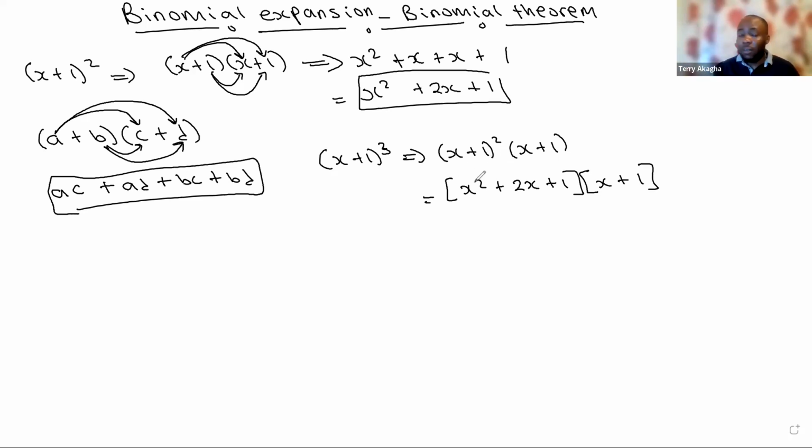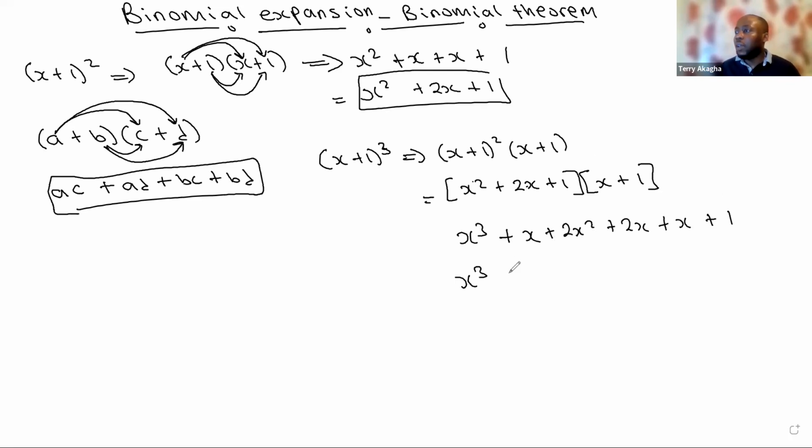So you now expand this. It's going to be x squared times x will give you x cubed. X squared times 1 will give you what? X squared. 2x times x will give you 2x squared. 2x times 1 will give you what? 2x. 1 times x will give you what? X. And 1 times 1 will give you what? 1. You collect like terms, so it's going to be x cubed.